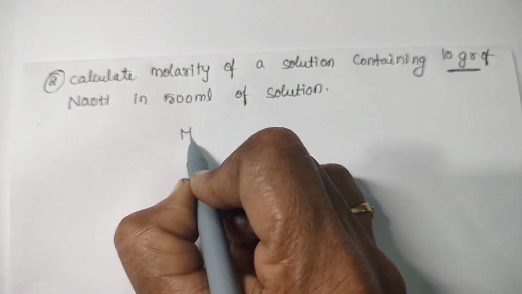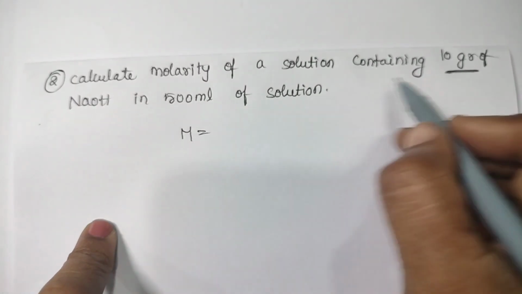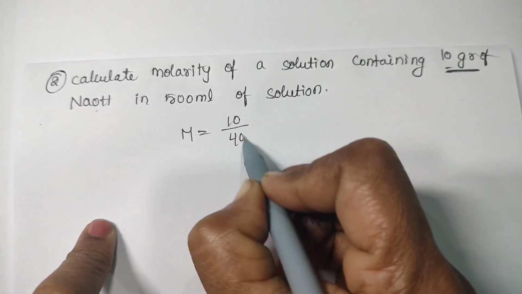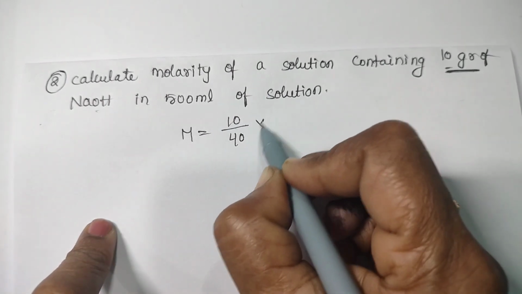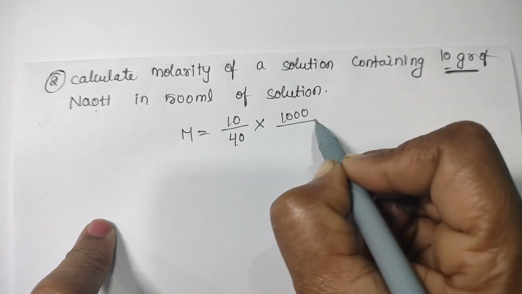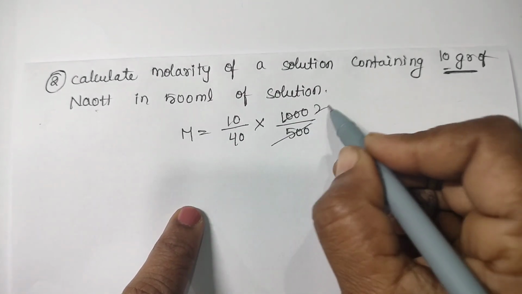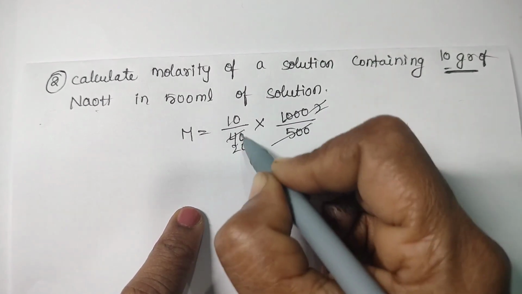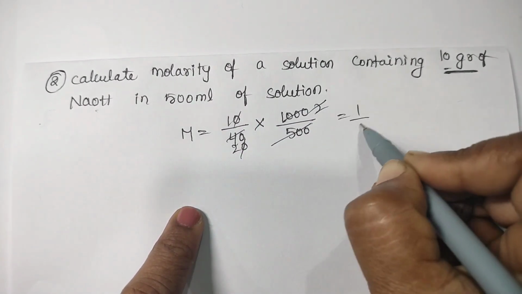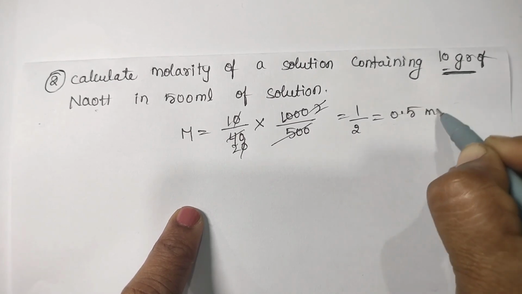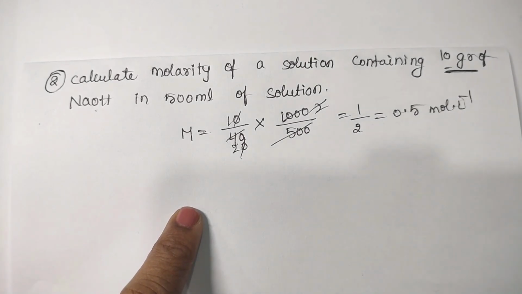So molarity is equal to weight, which means 10 grams by NaOH molecular weight 40 into 1000 by volume in ml, 500. So 2 times, 2 twos are 0, 0 0 cancel, that is equal to 1 by 2, that is equal to 0.5 mol per liter.